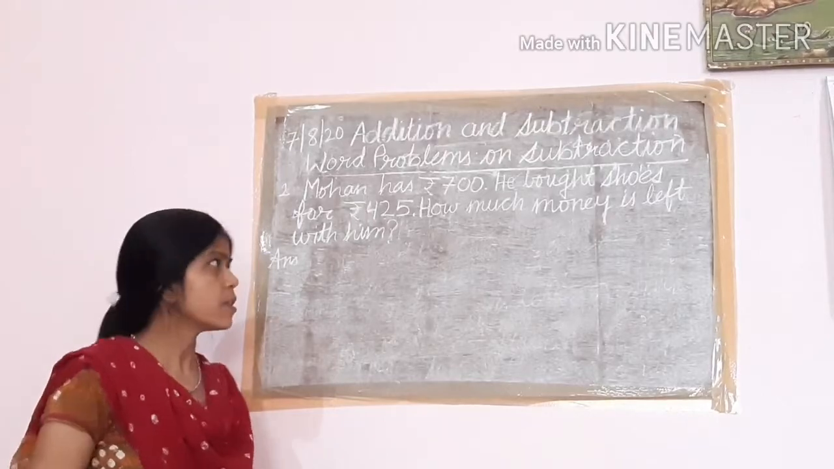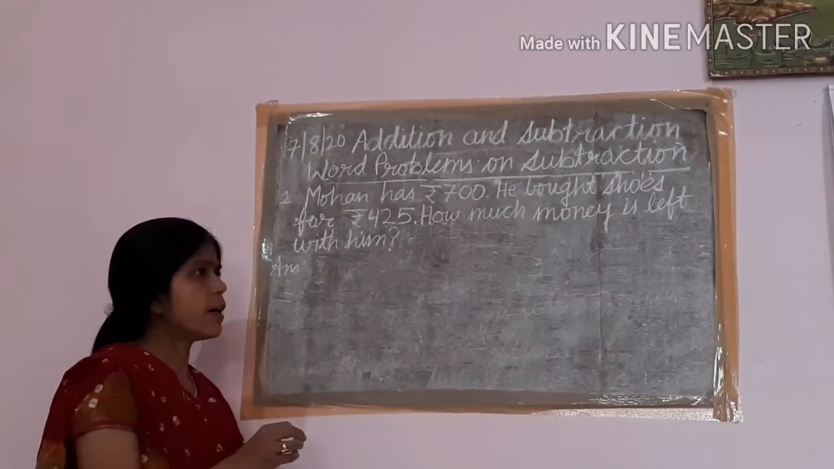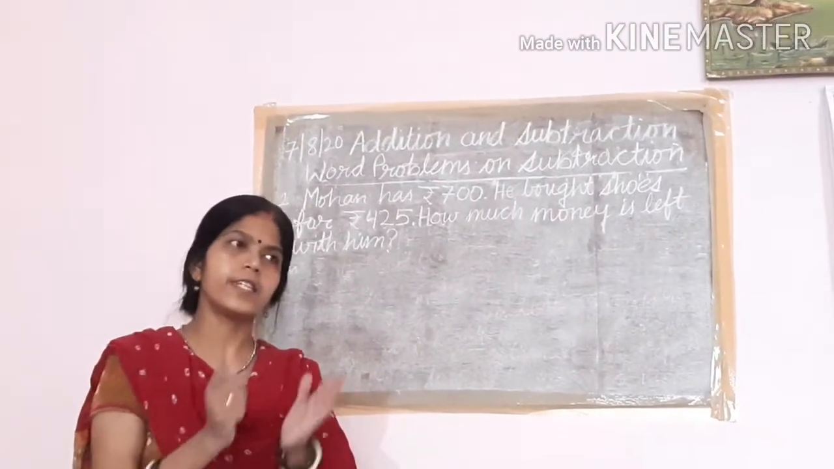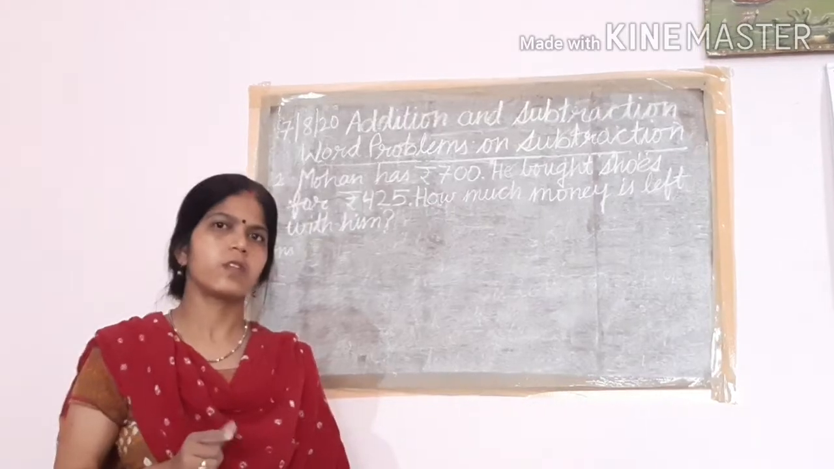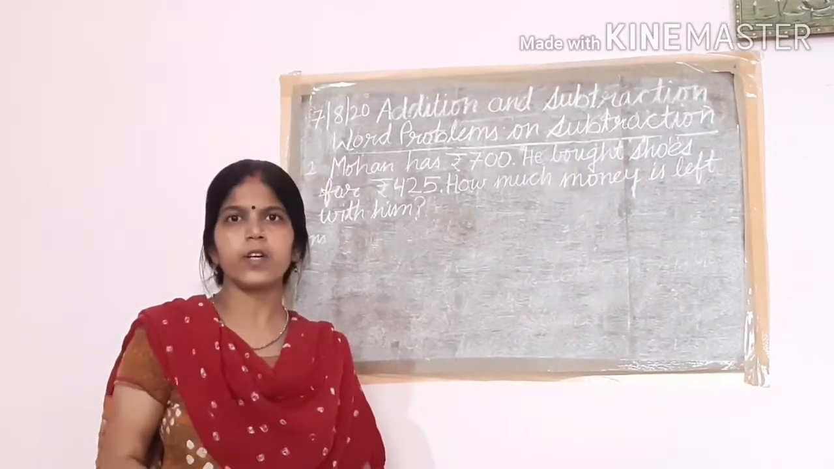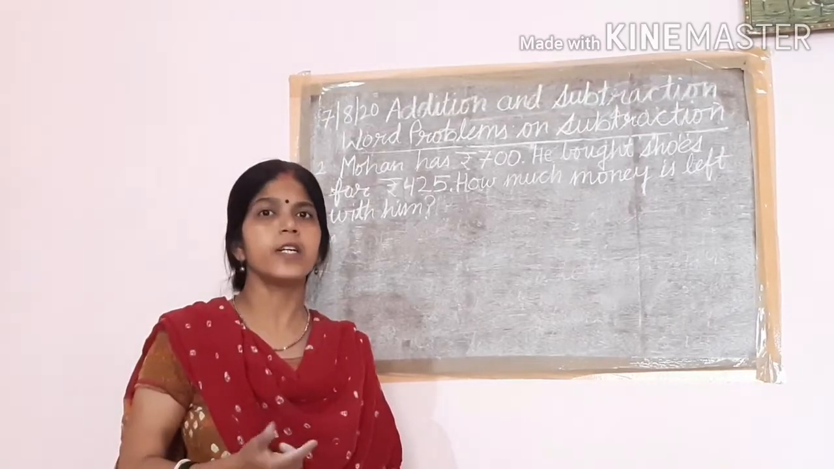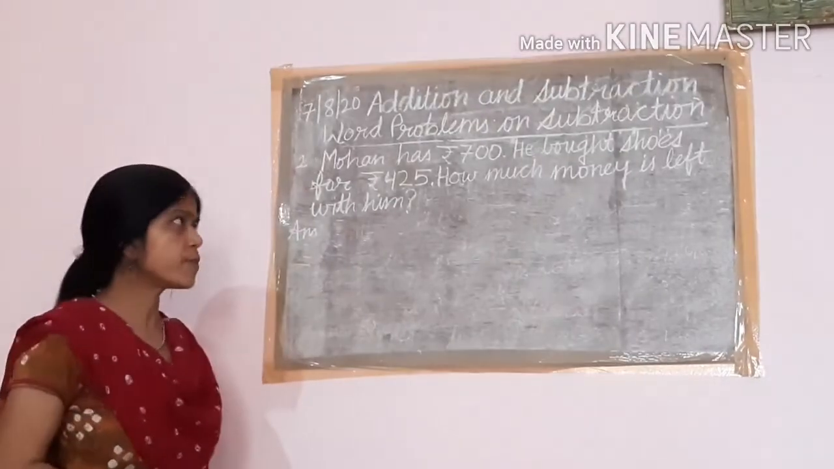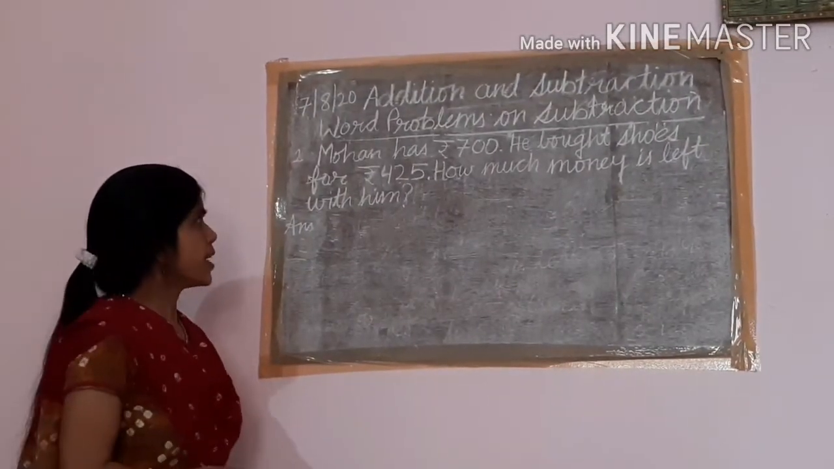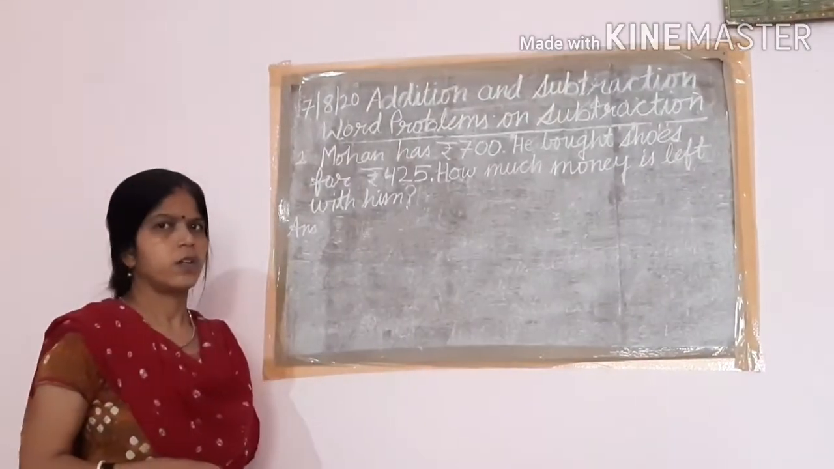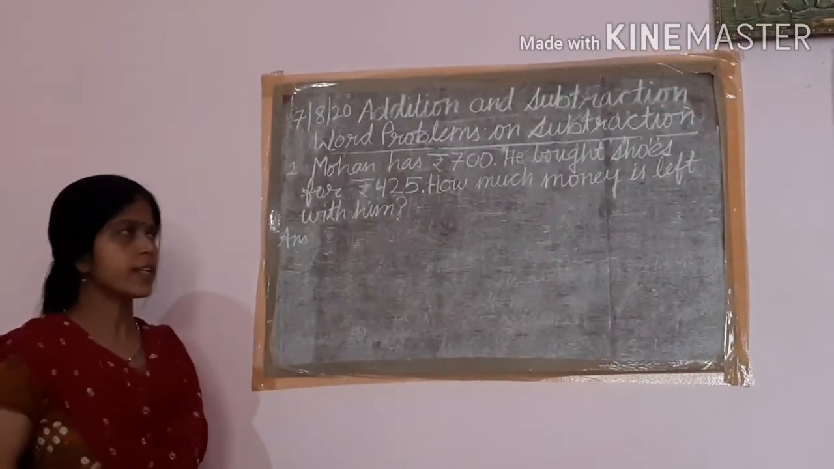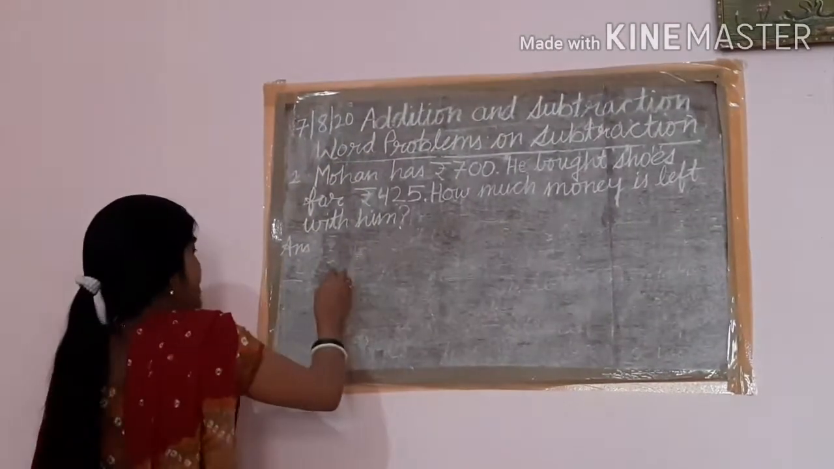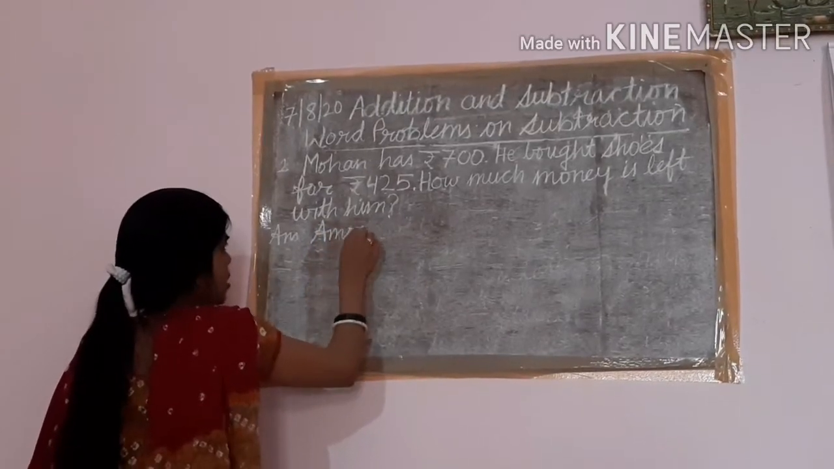Why? Because money has values. We are not counting that I have 700 pieces, I have 700 rupees. Maybe I have one 500 note and one 200 rupee note. Maybe I have seven 100 rupee notes, the number is less but the value is more, 700. So always for money, you write money or amount, but don't write number. Some of the children write number of rupees. That is wrong. What to write? Amount.